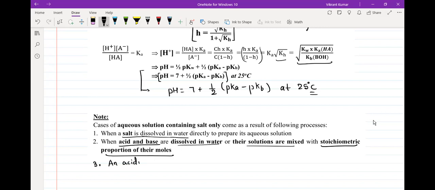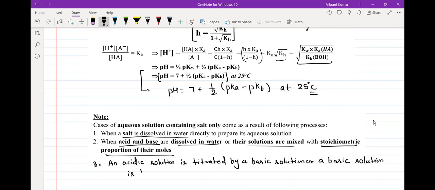An acidic solution is titrated by a basic solution, or a basic solution is being titrated by an acidic solution. But कहां तक? Till equivalence point.